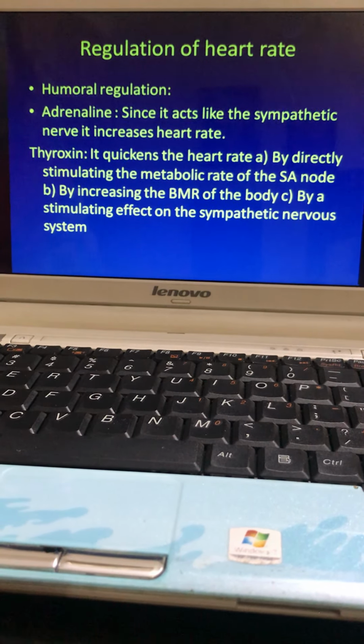Actually, in humoral regulation there are so many humoral factors that increase heart rate and decrease heart rate. Important examples are adrenaline and thyroxine. Humoral factors are the different chemical factors that are released into the circulation in our body.